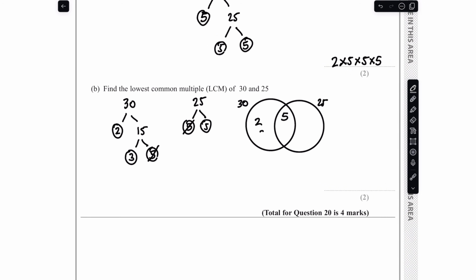So I'm going to put 2 and 3 here. And to obtain the lowest common multiple, we just need to work out the product of all the values in the Venn diagram. So your lowest common multiple equals 2 multiplied by 3 multiplied by 5 multiplied by 5, and that equals 150. So the final answer is 150.